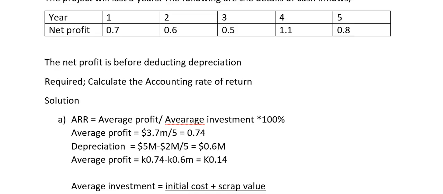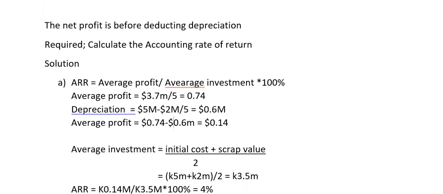This is the shortcut. Some people will put the profits, deduct depreciation first from each year's profit, then later calculate average profit. That's a waste of time. The best thing you can do is take the total profit divided by number of years, then subtract the depreciation. That's the quickest way of finding average profit. So the actual average profit is the average profit before depreciation minus depreciation, 0.74 minus 0.6, so 0.14. That's your average profit.